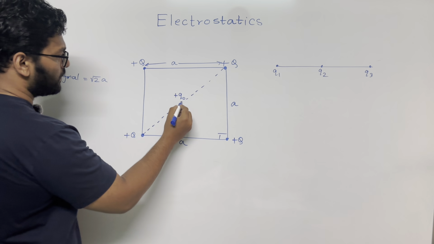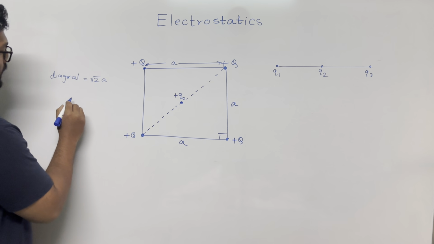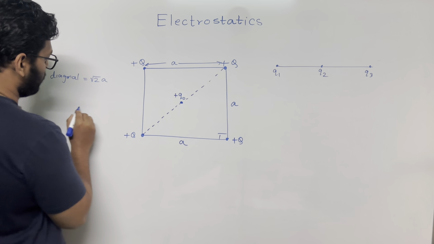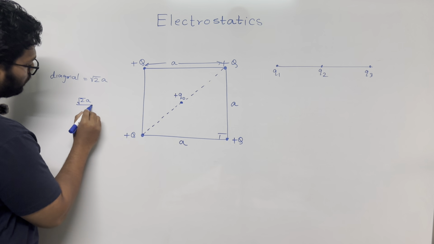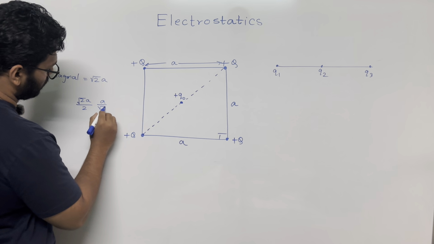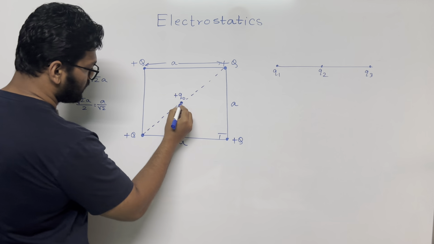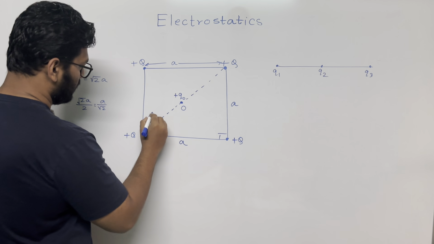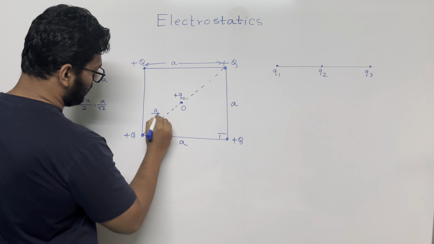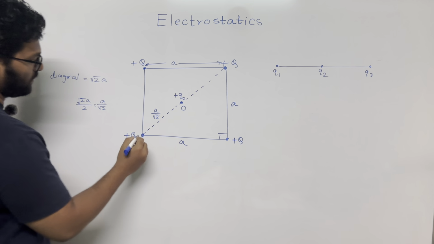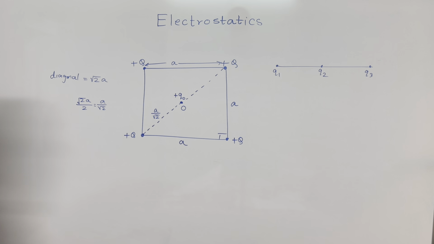Now this distance is halfway between, right? So this distance is root 2a by 2, which will be a by root 2. This is the center, let's say O. This distance will be a by root 2, and this distance is also a by root 2, correct?